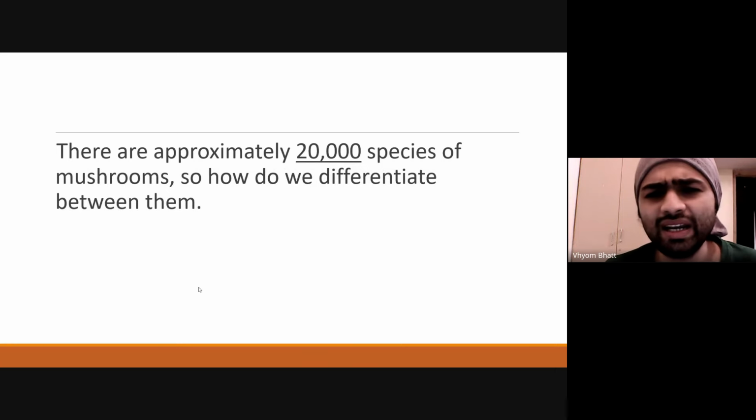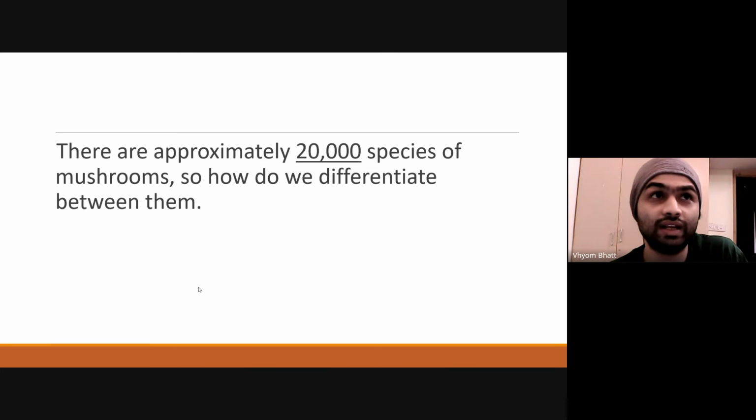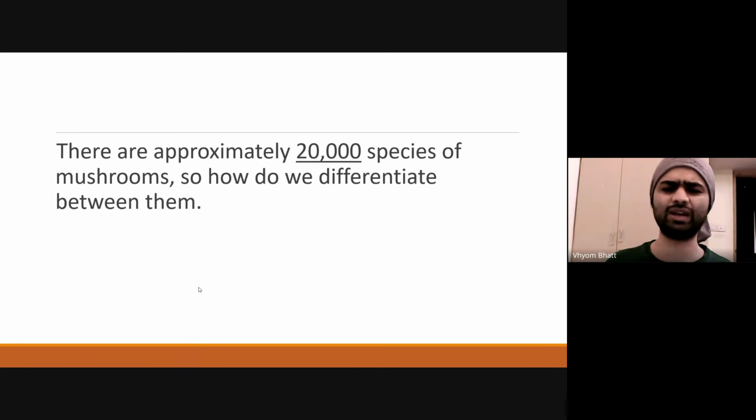There are approximately 20,000 species of mushrooms, according to the internet. Around 14,000 are labeled and named, and there are more to be discovered, is what they say. And not only mushrooms, but they say that only 10% of the fungi in this world has been discovered. So there is immense scope. If you are a naturalist and you find some mushroom, it can be that it is not documented before. So let's understand how we differentiate between them.